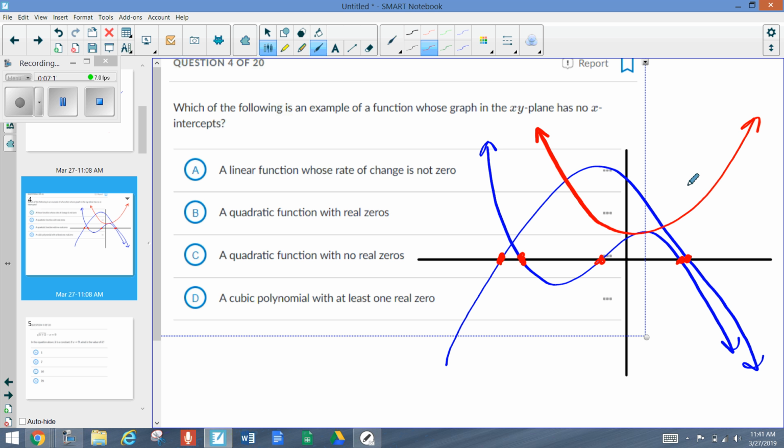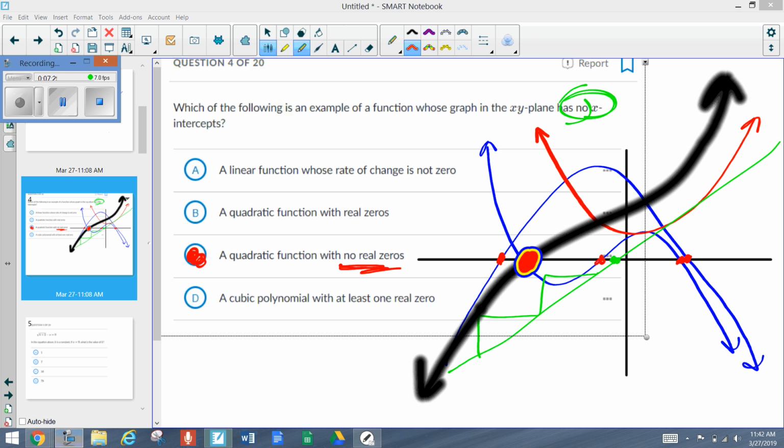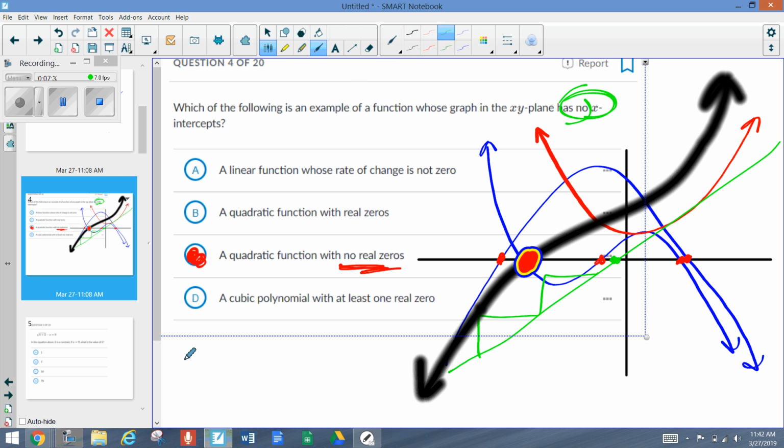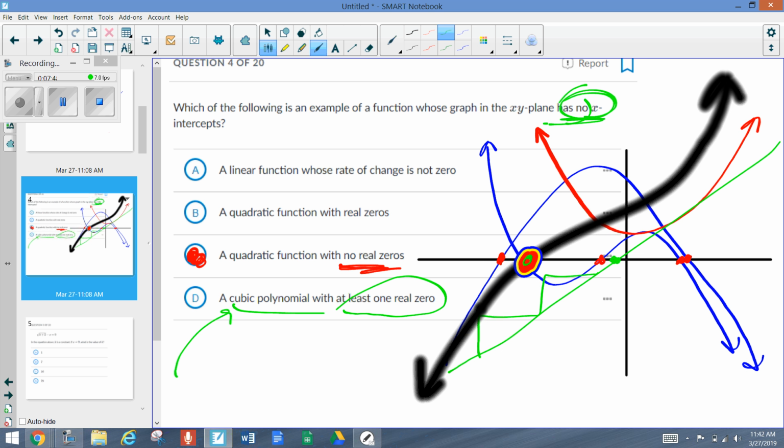So can you look at the answer choices and tell me which one represents the red graph? A quadratic function with no real zero. I'm just analyzing now the answer choice D. Look at D. A cubic polynomial function, right here, the black one, and at least one real zero. That point is the solution. So we're looking for no solution, but there is a solution. So it's not acceptable. It's not correct.